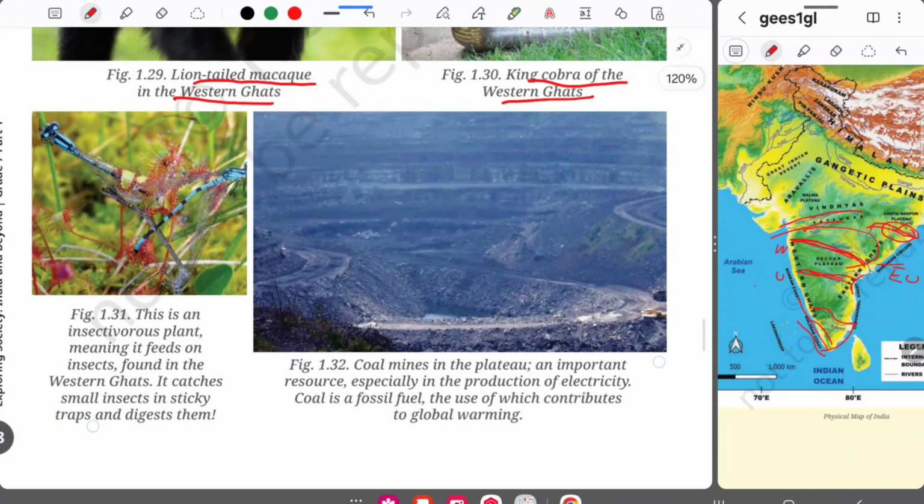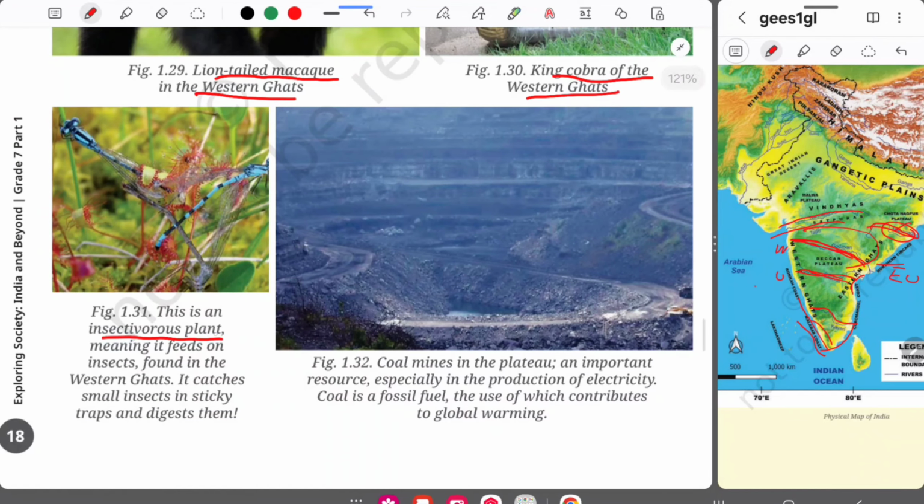Let us see. And here you can see an insectivorous plant. So what is an insectivorous plant? A plant which eats insects, means they will be trapping small insects which come to them, and they will be eating them. Like they will be opening up their lips, and if an insect comes there, they will close their lips and trap it. It feeds on insects, found in the Western Ghats. It catches small insects in sticky traps and digests them. So see, there are some insectivorous plants also, isn't it?